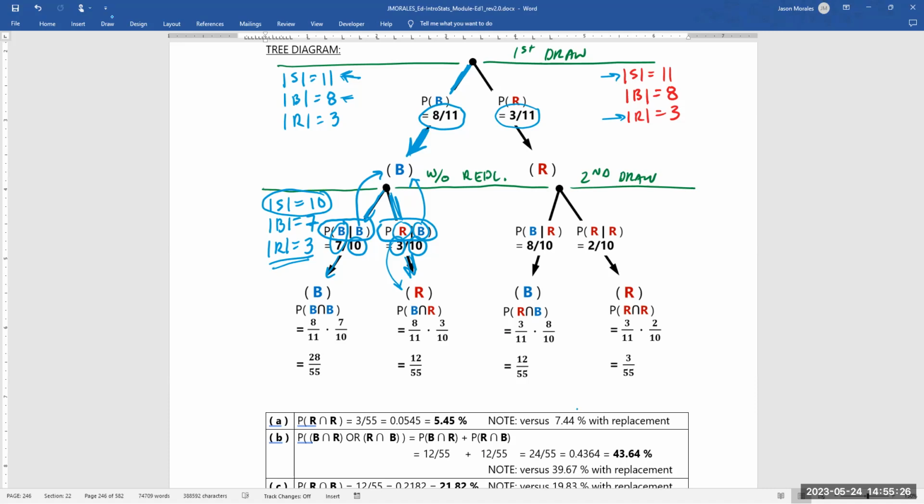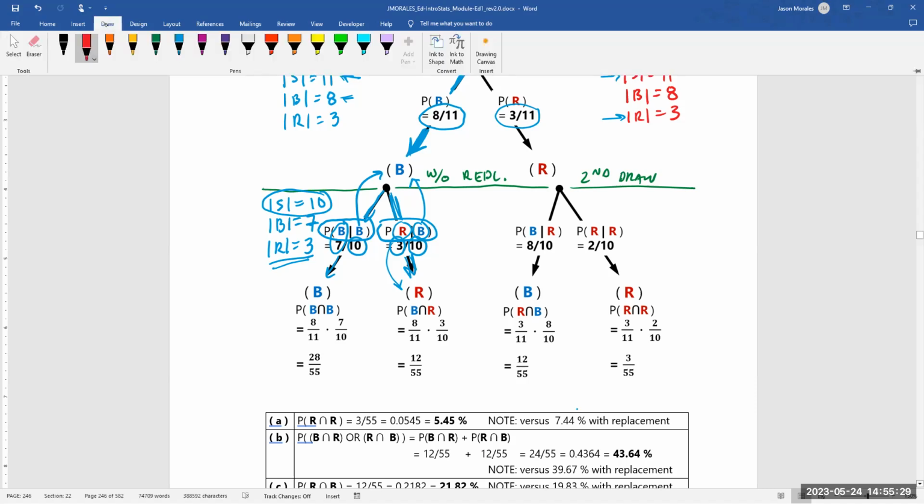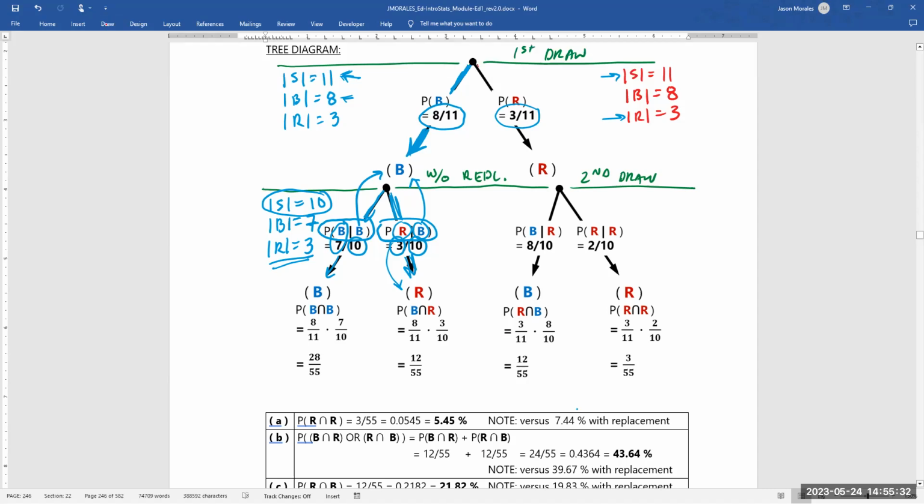Okay, so now let's look at the probabilities on the right side. So on the right-hand side, for the first draw, we got a red marble. So now in the bag for our second draw, we now have 10 marbles in the bag, not 11, because we didn't replace that first marble. And because our first marble was red, we still have all of our blue marbles. But now the number of red marbles that we have in the bag, now that we've decided to keep one, is 2.